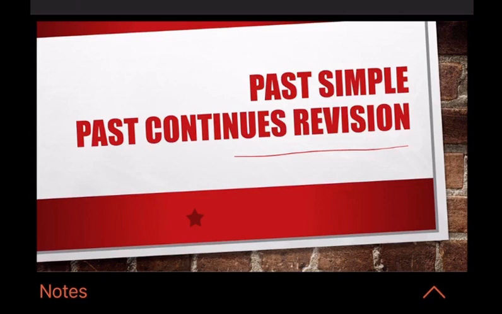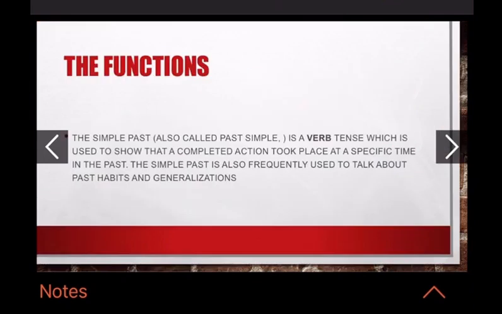First, as we are used to, we are going to start with the functions. The first function is for the past simple or the simple past. The simple past, also called past simple, is a verb tense which is used to show that a completed action took place at a specific time in the past. The simple past is also frequently used to talk about past habits and generalization.